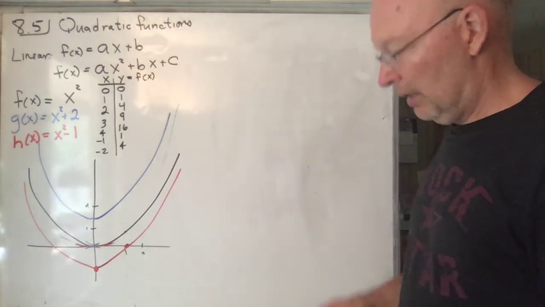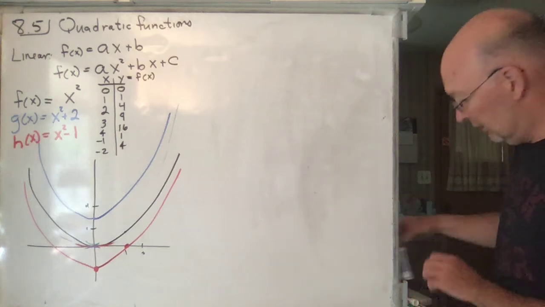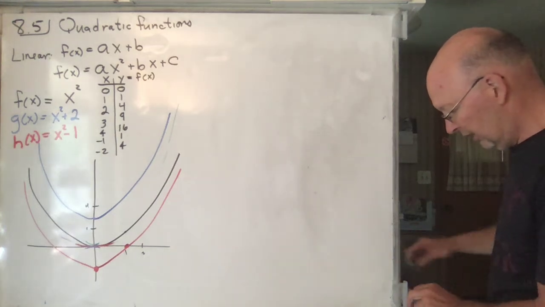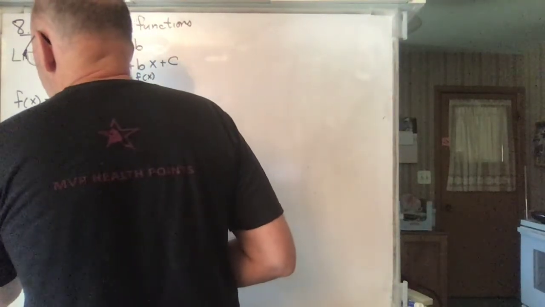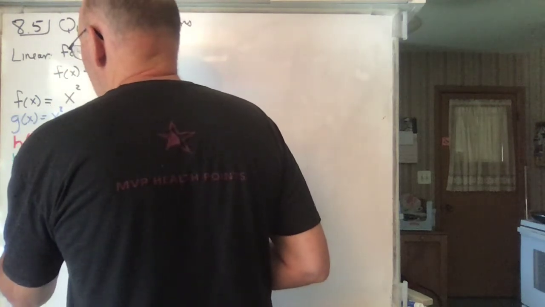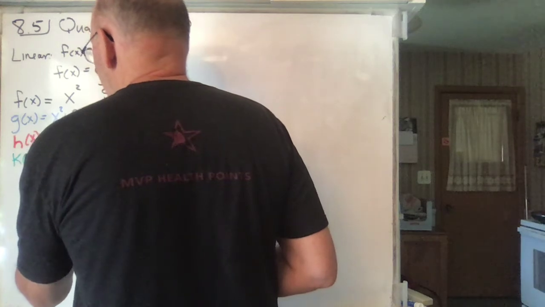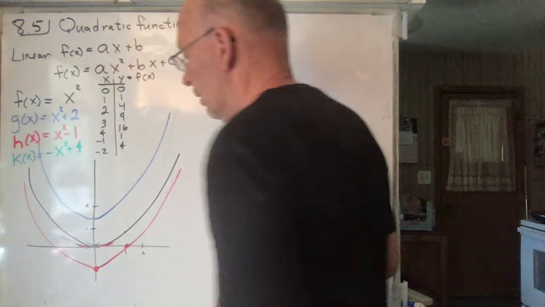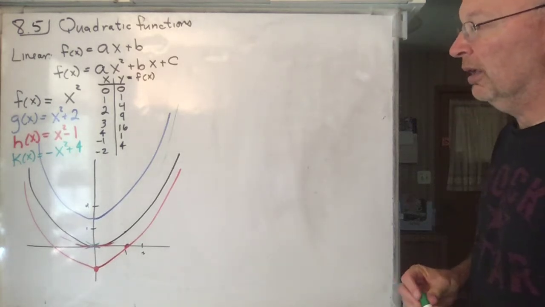See that? So you can do all sorts of things. Let's combine a couple of them together here. Use all my colors that I have available. How about this one? Let's let k of x be equal to, how about this? Minus x squared plus 4. What would that look like? Negative x squared plus 4.